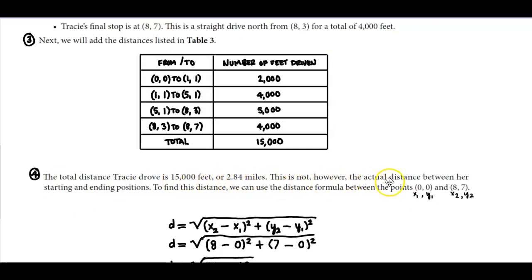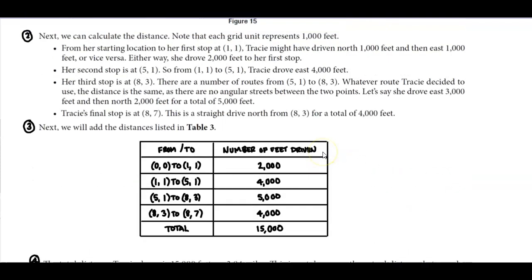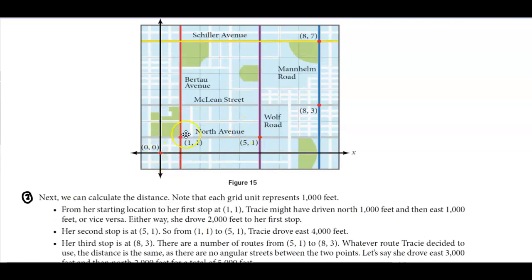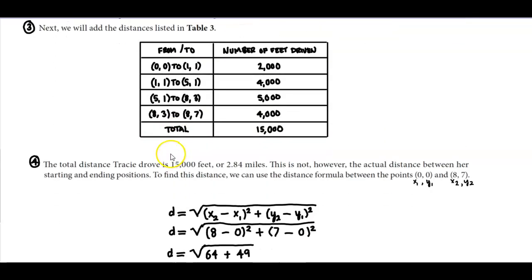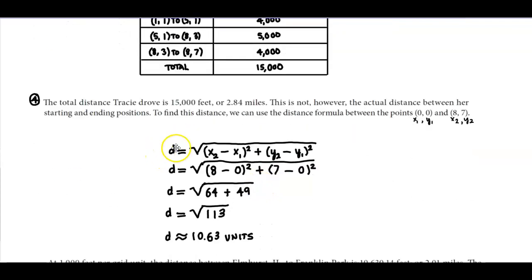This is not, however, the actual distance between her starting and ending positions. We want to find the distance. We can use the distance formula between the point (0, 0) and (8, 7). So rather than trying to find the distance of how she would go this way, we want to find the distance straight from (0, 0) all the way to (8, 7). So we're going to use the distance formula. d is going to equal the square root of (x2 minus x1) squared plus (y2 minus y1) squared, where x1 is 0, y1 is 0, x2 is 8, and y2 is 7.